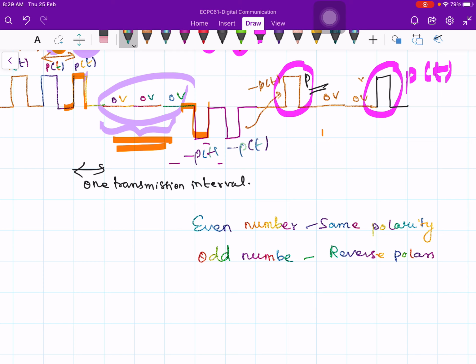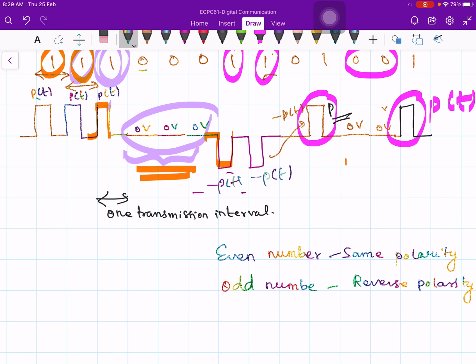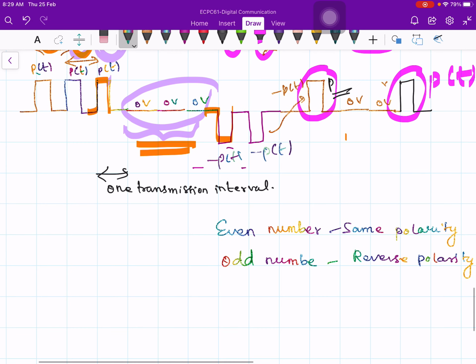To start with positive polarity. Okay. Now that's it about the duo binary signaling scheme.